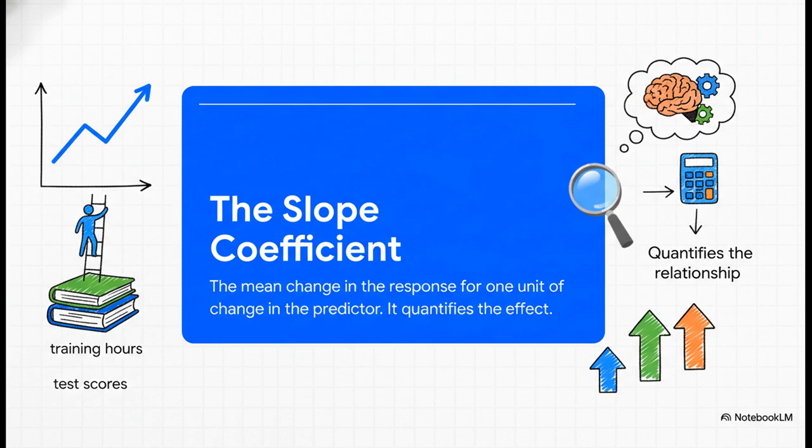Now, the slope is usually the star of the show because it's so practical. Our source material from Minitab gives a perfect example. Let's say we're predicting test scores based on training time. If our slope is 4.3, that means for every single extra hour of training, we expect, on average, a 4.3-point jump in the test score. See? It's a direct, concrete number.